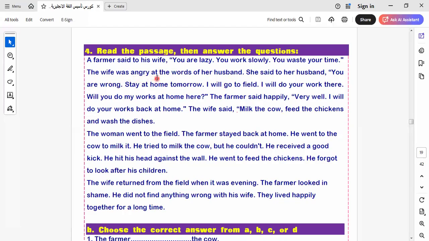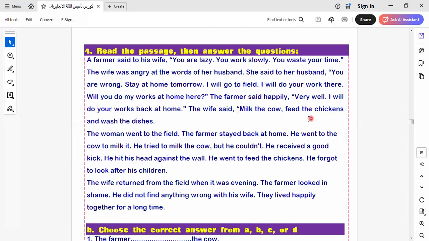The wife was angry at the words of her husband. She said to her husband, "You are wrong. Stay at home tomorrow. I will go to the field. I will do your work there. Will you do my work at home?" The farmer said happily, "Very well, I will do your work at home." The wife said, "Milk the cow." Here milk is a verb. Milk the cow means to take the milk from the cow.